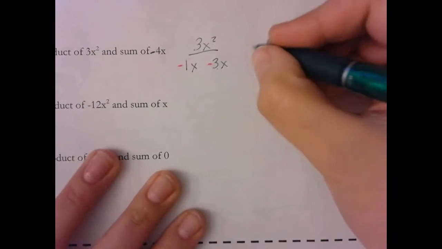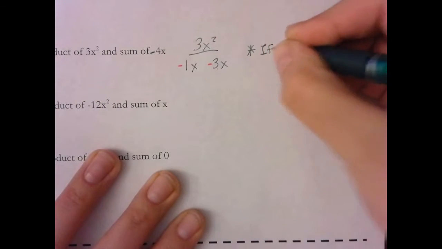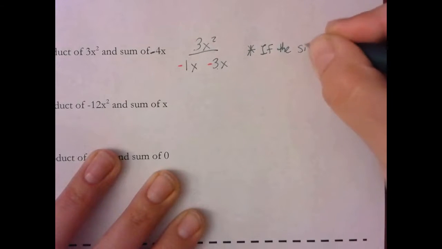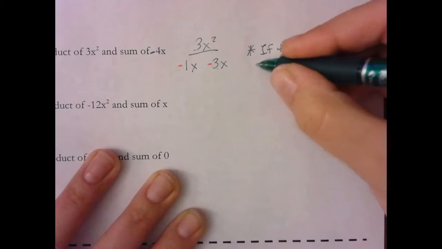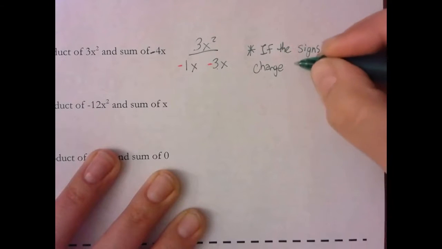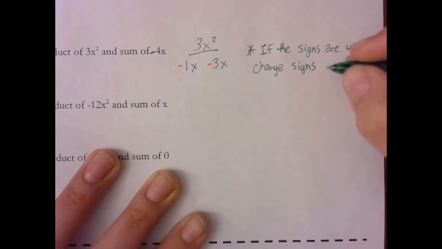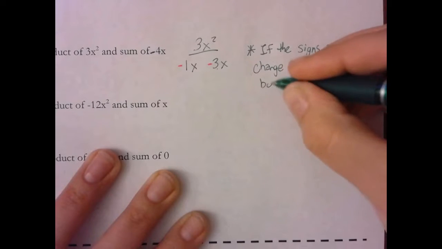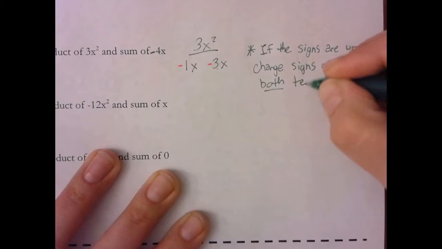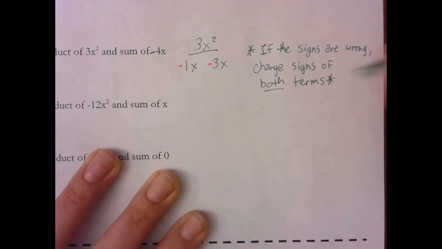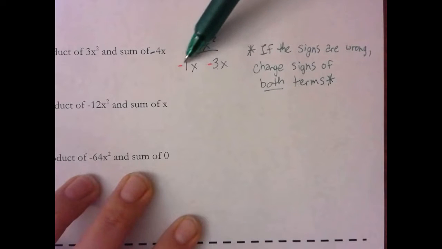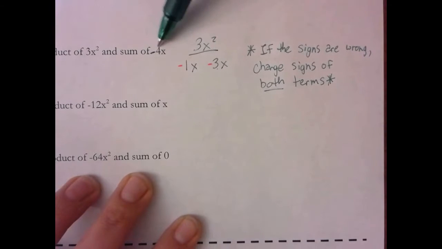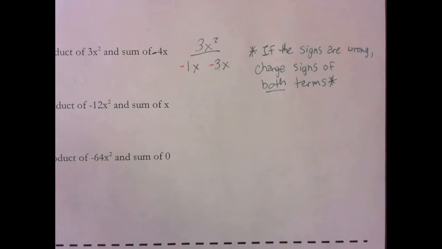So make a note to yourself: if the signs are wrong, change the signs of both terms. Because we ended up with positive 4x, we needed negative. So we changed both to negative.